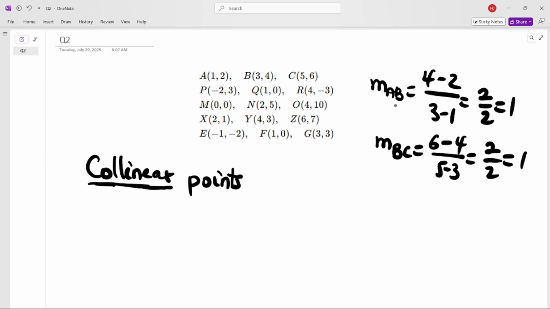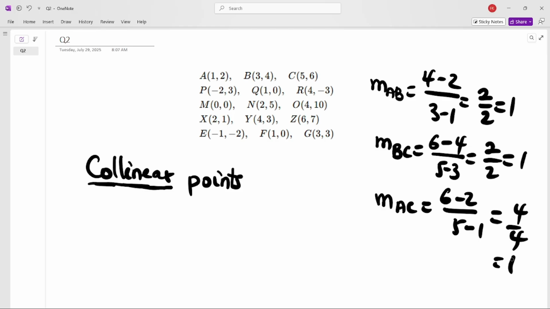It means that once I use two different pairs out of the 3, the points are on the same line. But we can still confirm. Someone may later go and use AC. So AC, for example, will be 6 minus 2 all over 5 minus 1. That will give me 4 over 4, which is equal to 1. So once you just take two of them, they work. This confirms that since MAB is equal to MBC, the 3 points A, B, and C are collinear points.